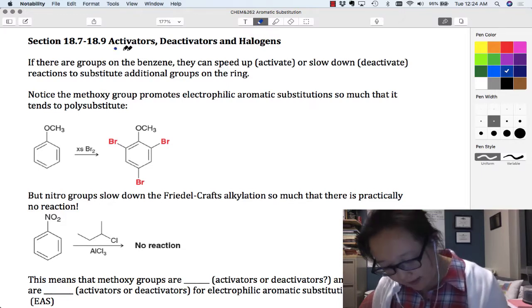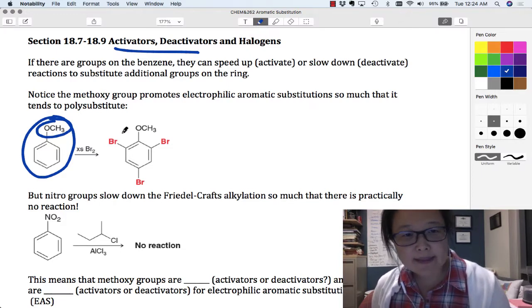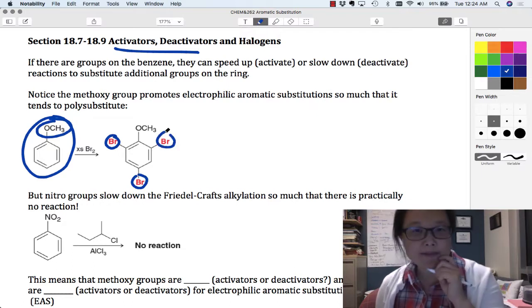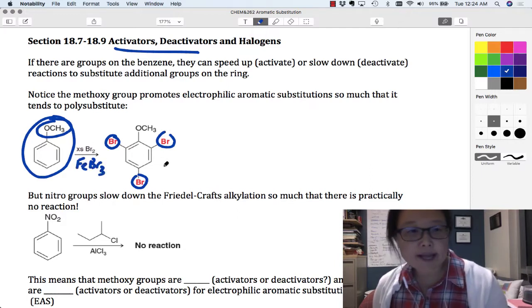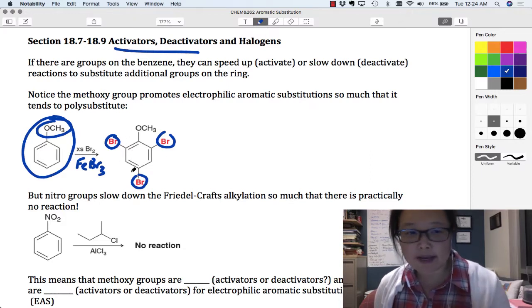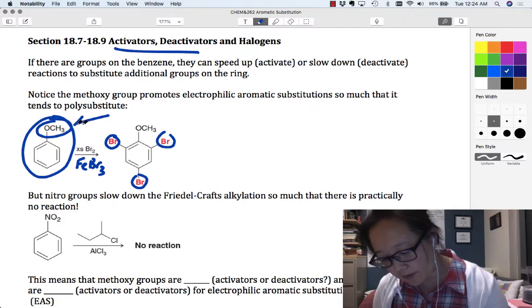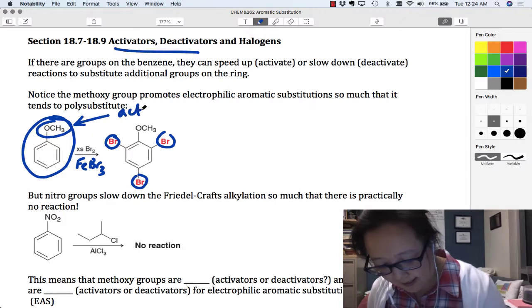So, let's talk about activators and deactivators first. If you have a benzene with a group on it, like a methoxy group here, it's going to cause reactions. You might react it with bromine and FeBr3. With excess bromine and FeBr3, you're going to see lots of substitutions going on. And if you see lots of substitutions, that means this is very active. So it's a strong activating group that's making the benzene want to substitute. So this is a good activator.